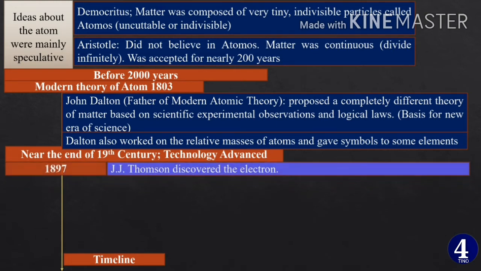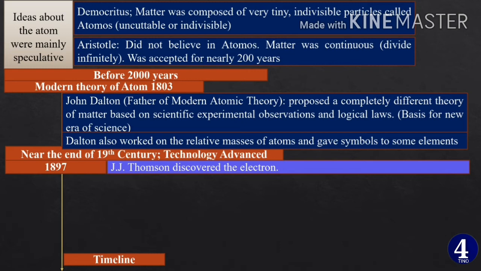Then, in 1897, J.J. Thomson, by modifying Crookes' cathode ray tubes a little bit, discovered electrons from the atom. J.J. Thomson discovered that the atom itself is not the smallest particle, but that there are even smaller particles which make up the atom itself. So the atom is divisible, is his conclusion.